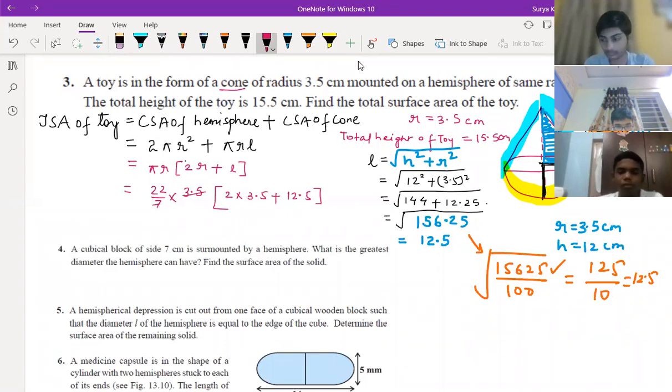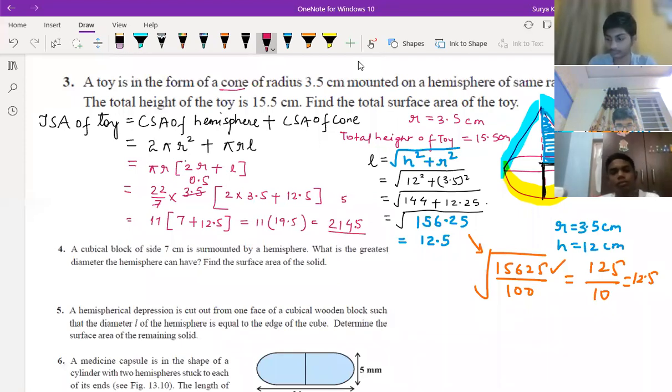So 7 5s are 35, 0.5. So 22 into 0.5 is what? 11. 11 into, 3.5 into 2 is 7, plus 12.5. 12.5 plus 7, 19.5. 11 into 19.5. 11 5s are 55. Carry 5. 11 9s are 99. 99 and 5, 104. 10. 11 and 10, 21. 214.5 centimeter square.